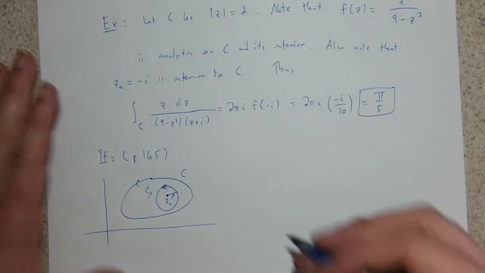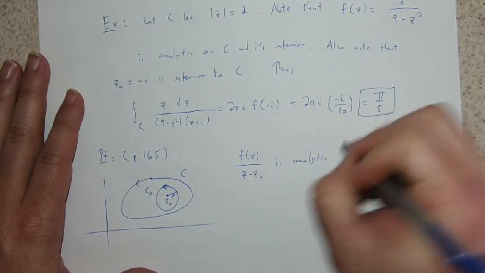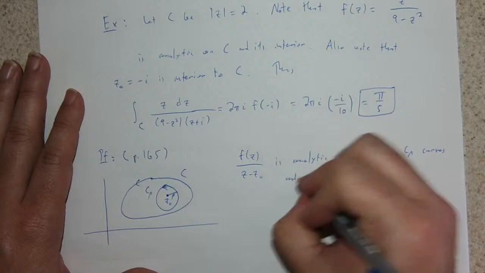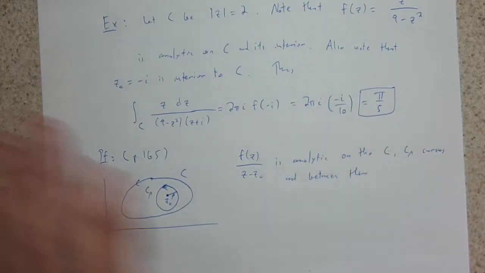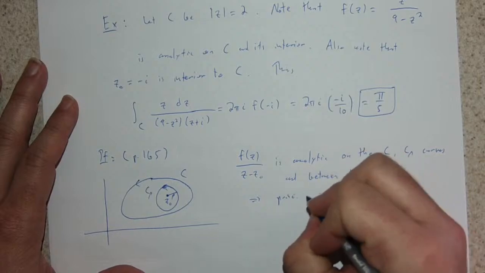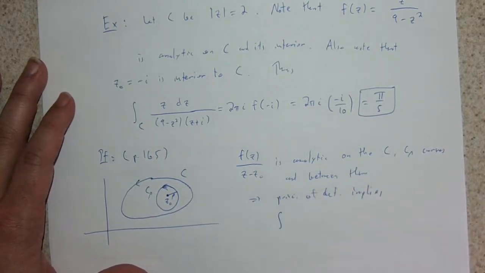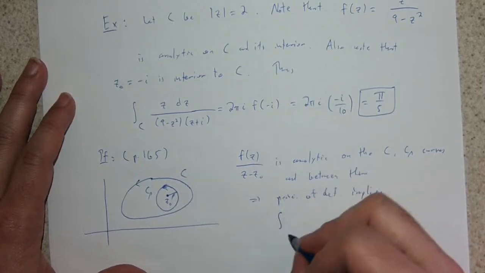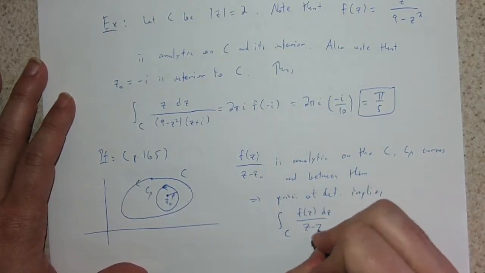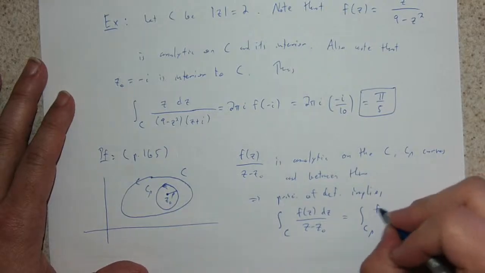The reason for doing this is that this quantity, f of z over z minus z naught, is now analytic on the curves in between them. And so this allows us to follow the principle of deformation. It implies that the integrals along these curves are equal, these contour integrals. So the integral along C of f of z dz over z minus z naught is equal to the integral over this C sub rho, this tiny circle around z naught, of the same thing.